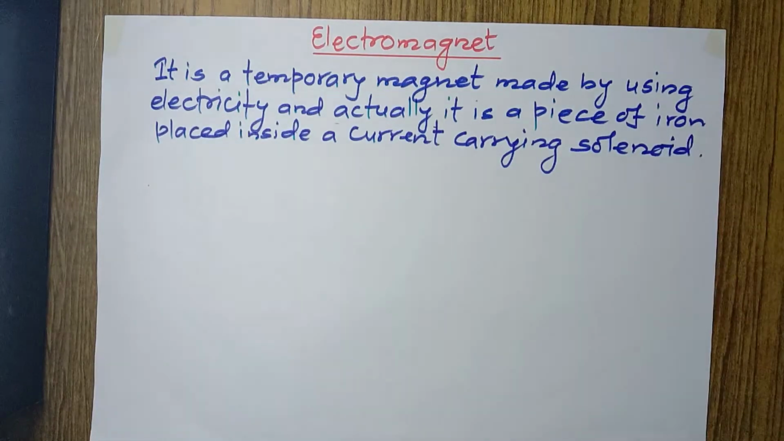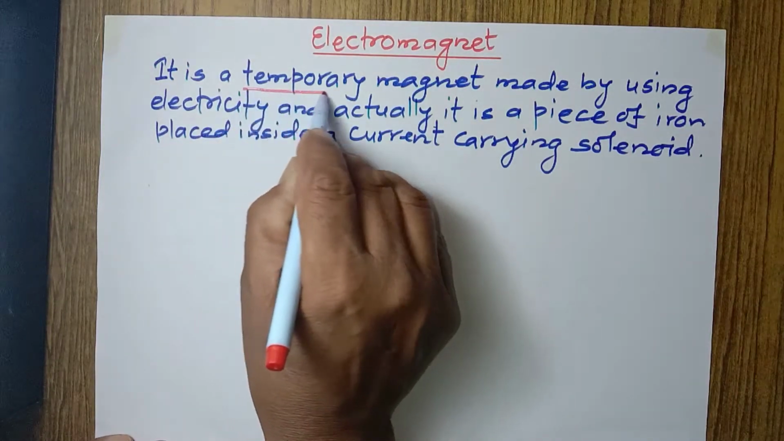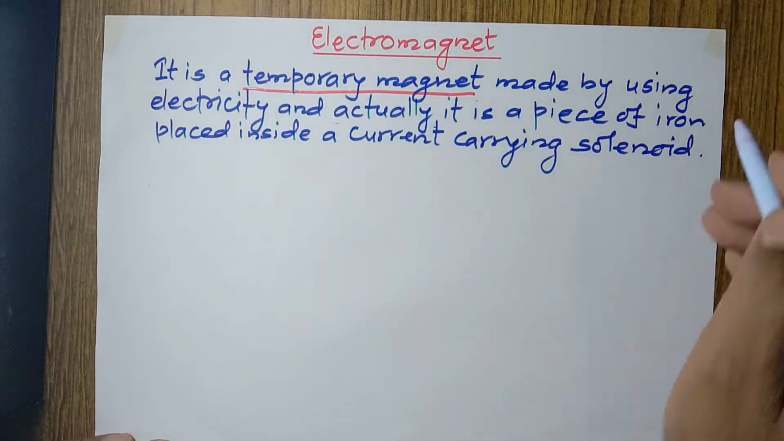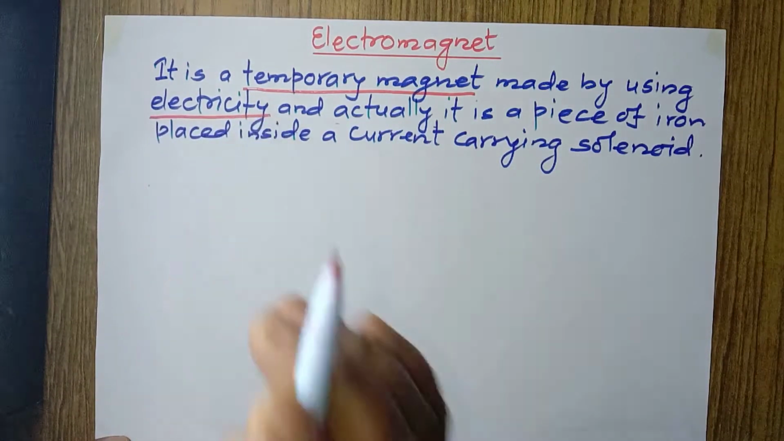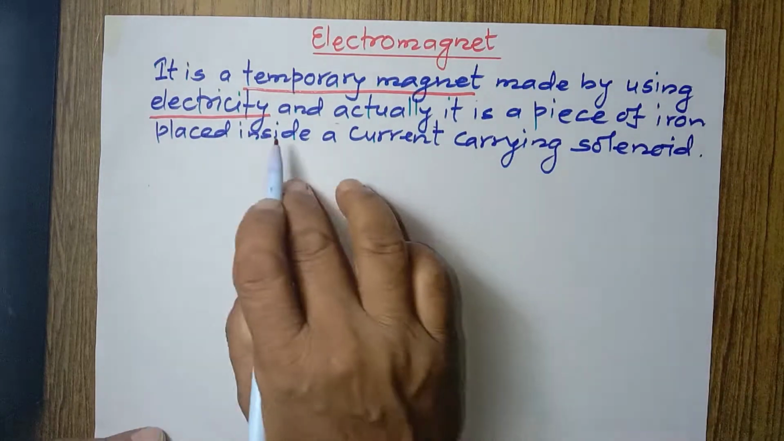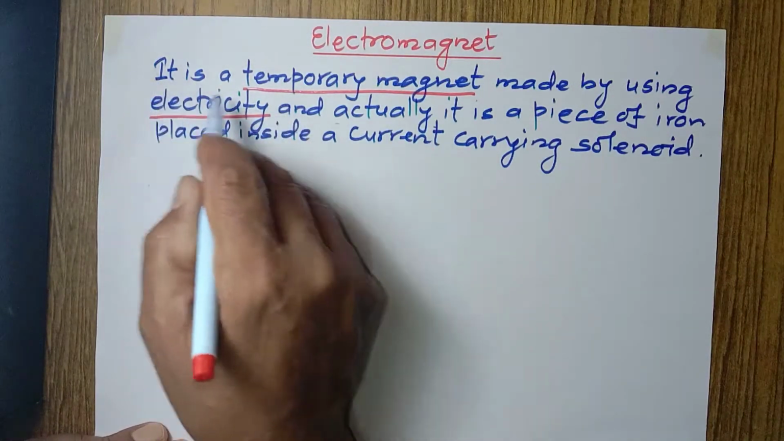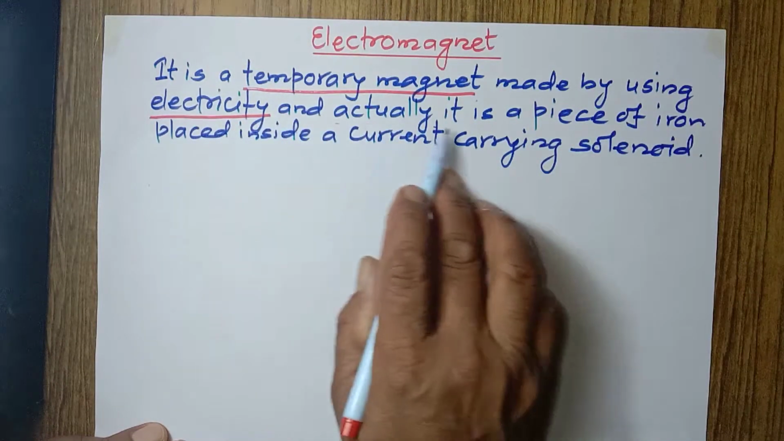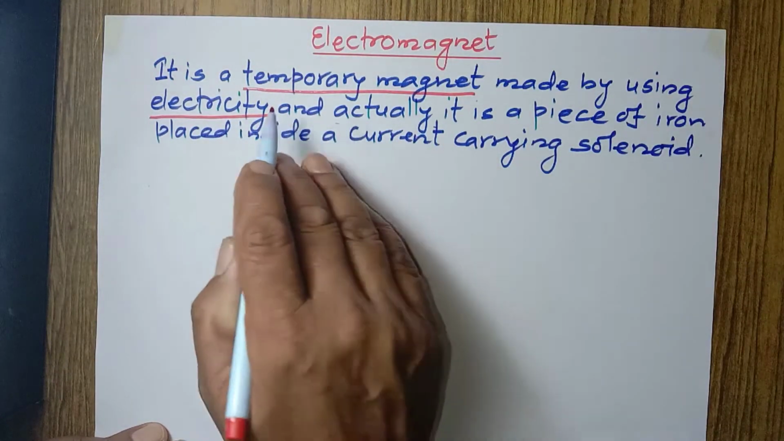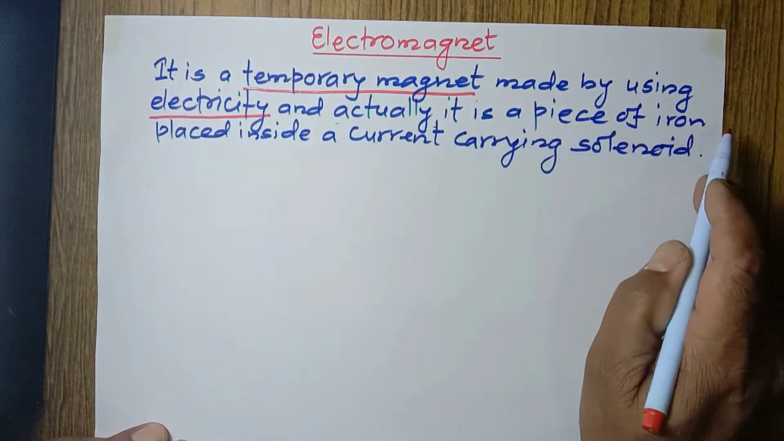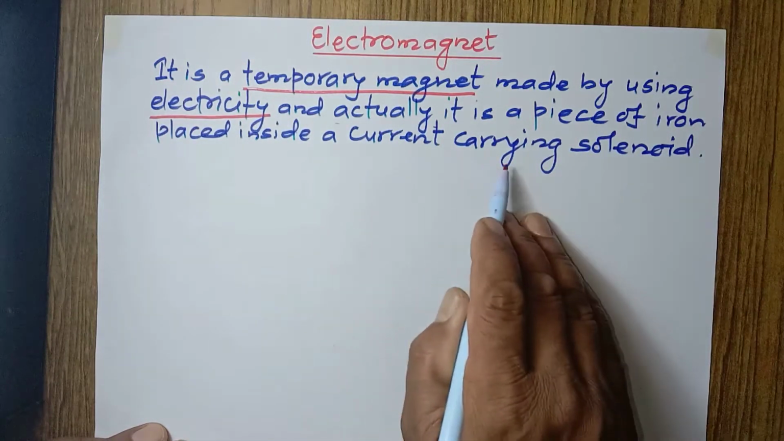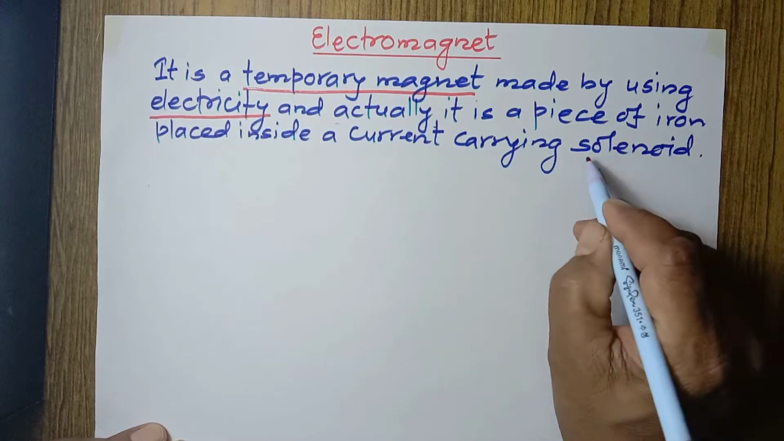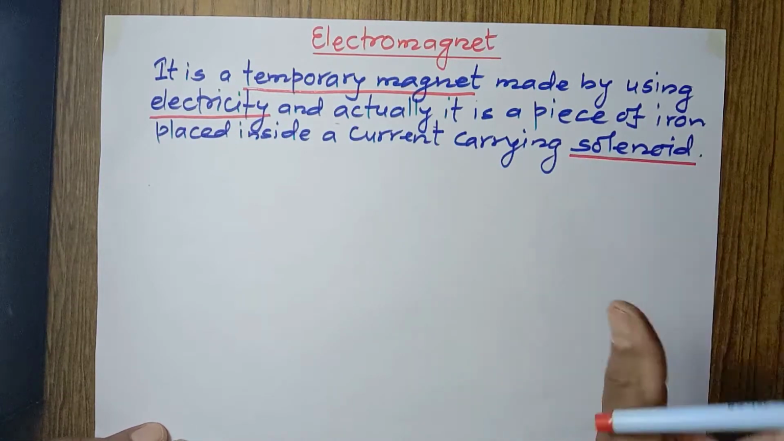Look at this, this may be the definition of electromagnet. This is a temporary magnet, one point we have to remember, and it is made by using electricity, second focus point. And actually this much definition is enough for lower class, but we have to be a little more clear about this. Actually, it is a piece of iron placed inside a current carrying solenoid. At this place we have to be clear about solenoid first.